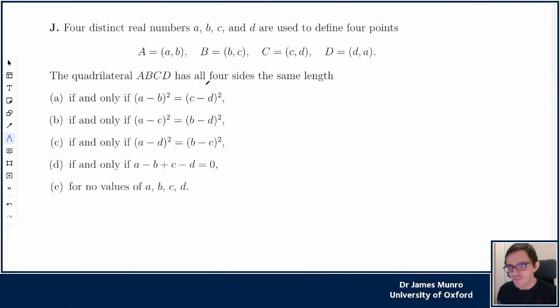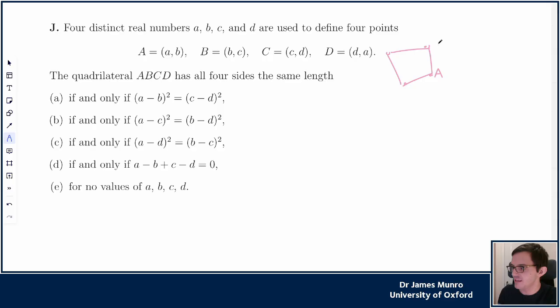1J, we're told that there are 4 distinct real numbers, a, b, c and d, and they've been used to define 4 points, capital A, capital B, capital C and capital D. There's a quadrilateral here, A, B, C, D. So let's try and draw that, I suppose.